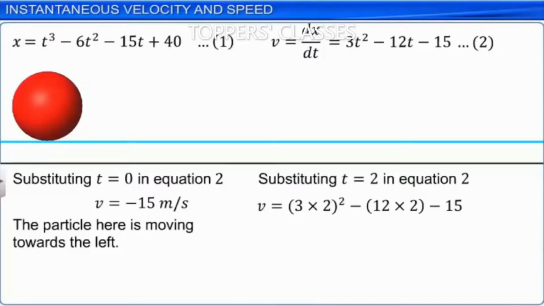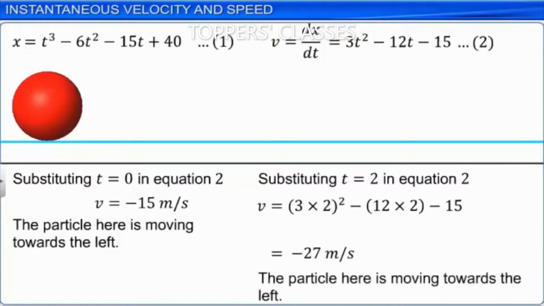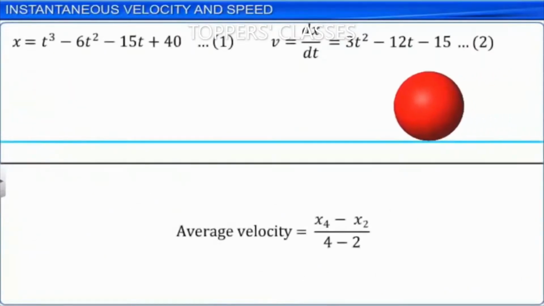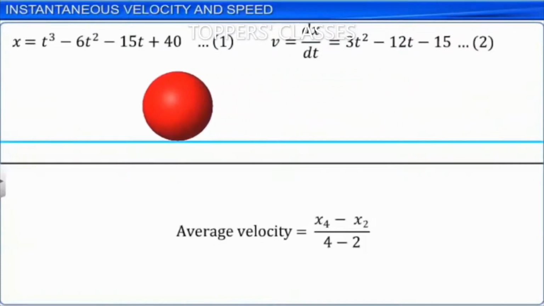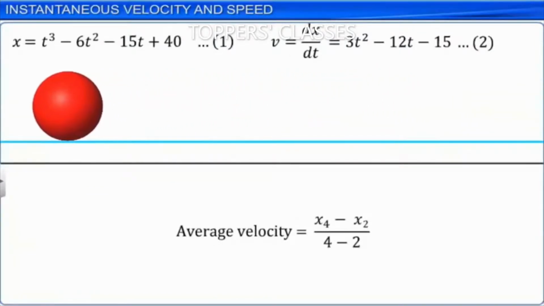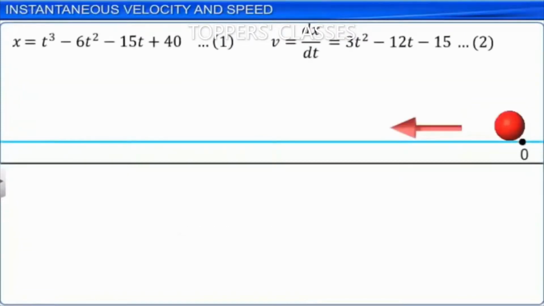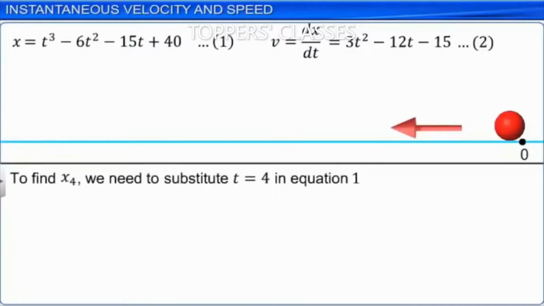Average velocity is equal to (x4 - x2) / (4 - 2). To find x4, we need to substitute t = 4 in equation 1. x4 = 4³ - 6 multiplied by 4² - 15 multiplied by 4 + 40 = -52 meters. The particle is situated to the left side of the origin.